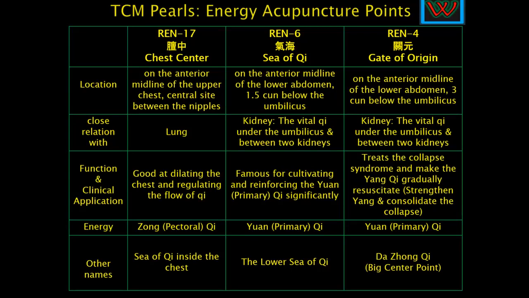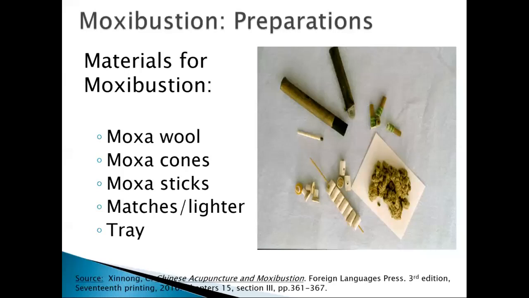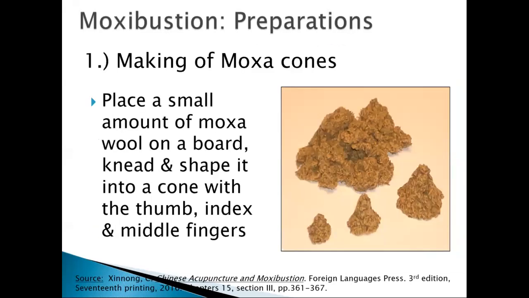Okay? So moving forward, let's now discuss moxibustion and its different preparations. So the materials for moxa, you will need a moxa wool, a moxa cone, a moxa stick, matches, lighter, and a tray. So you would have to be prepared when you're going to do moxa. So let's first take a look at moxa cones, no?